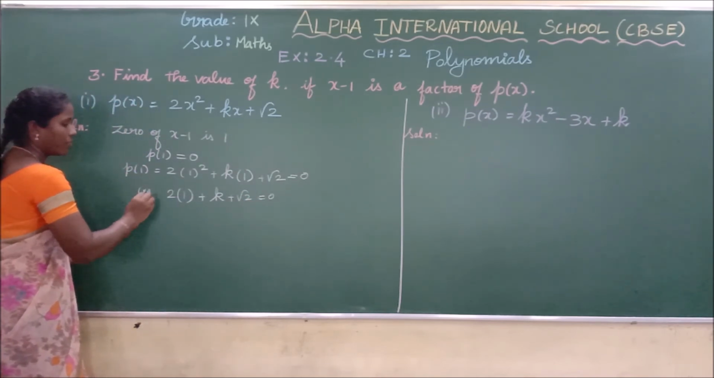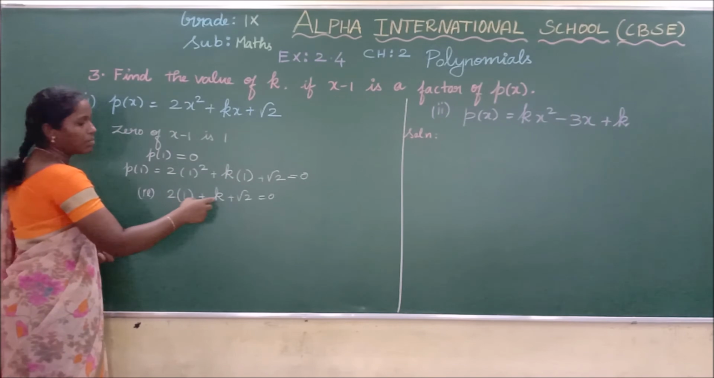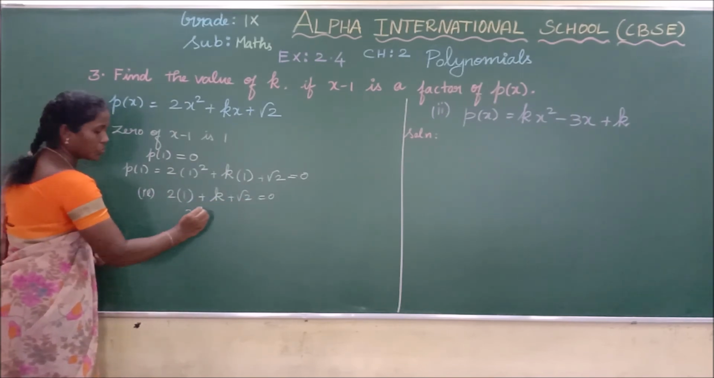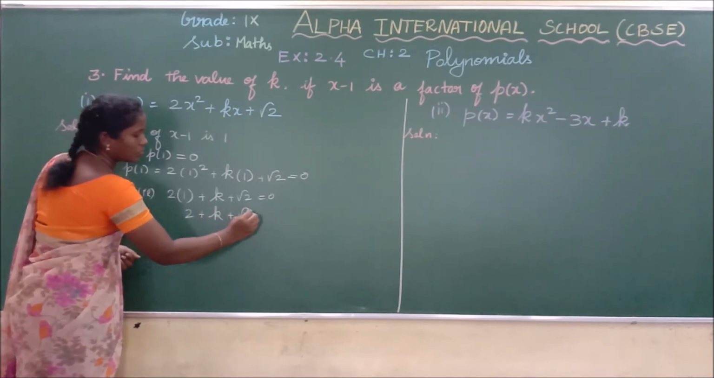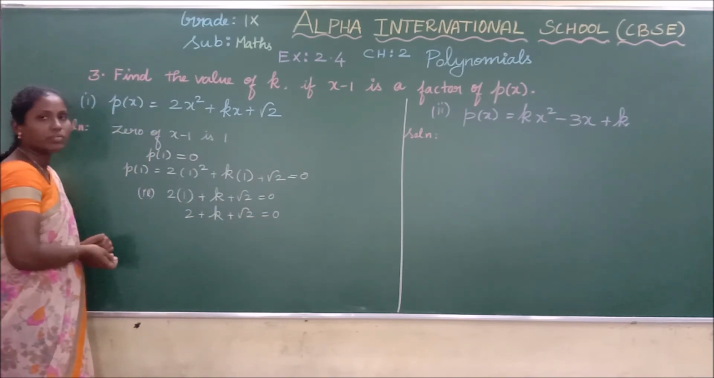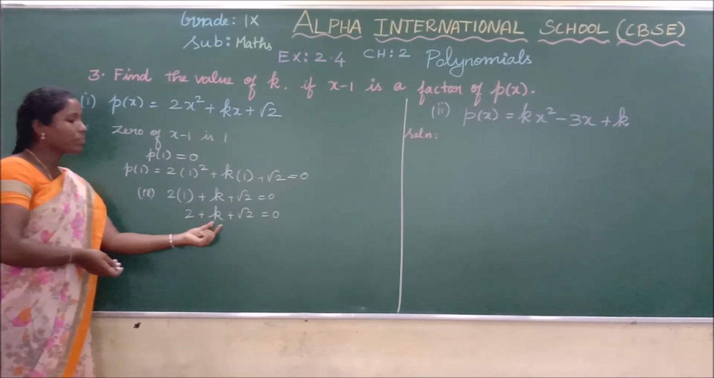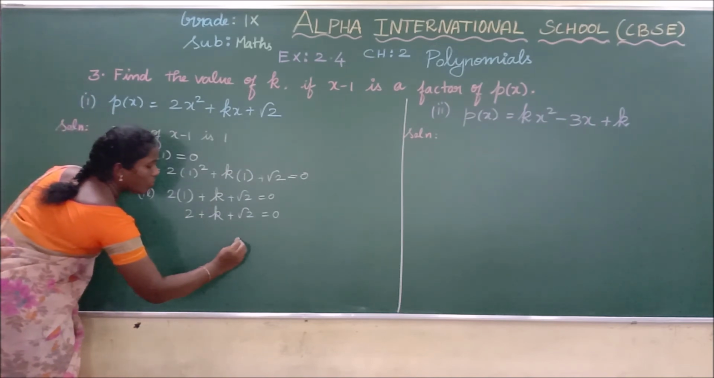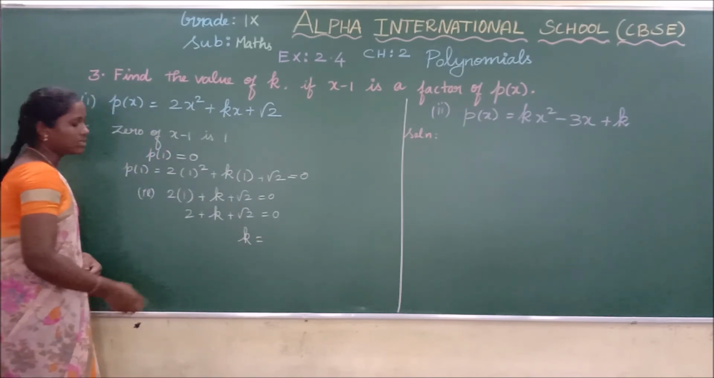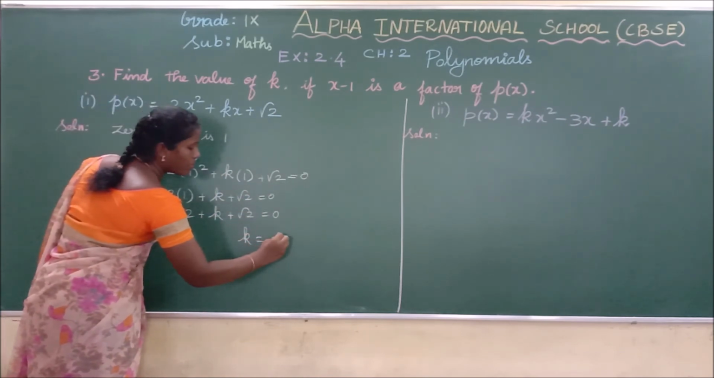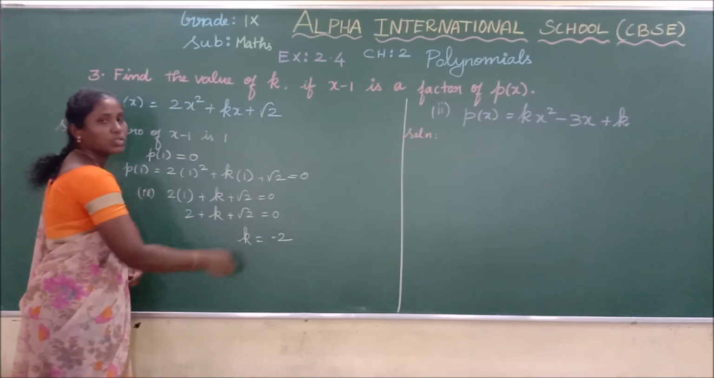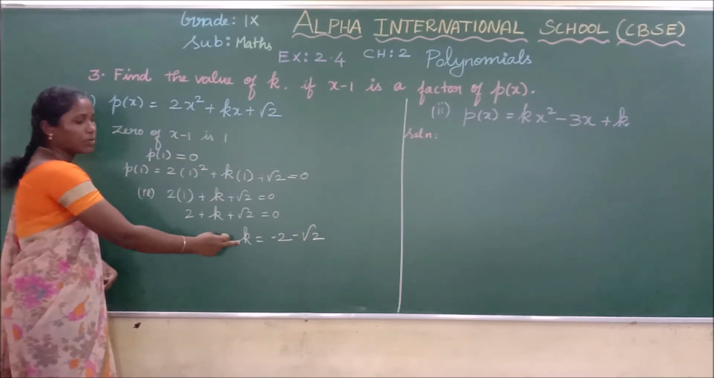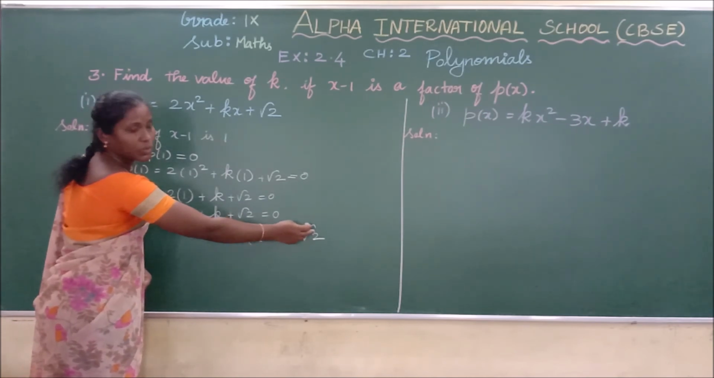That is, we are having 2 into 1 square is 2, plus k into 1 is k, plus root 2 equal to 0. What is the question? You have to find the value of k. So keep k here on your left hand side, take other values to the right hand side. So k is equal to, if plus 2 goes that side, it will become minus 2. Also plus root 2 goes to the other side of the equation, it will become minus root 2. So we got the value of k is equal to minus 2 minus root 2.